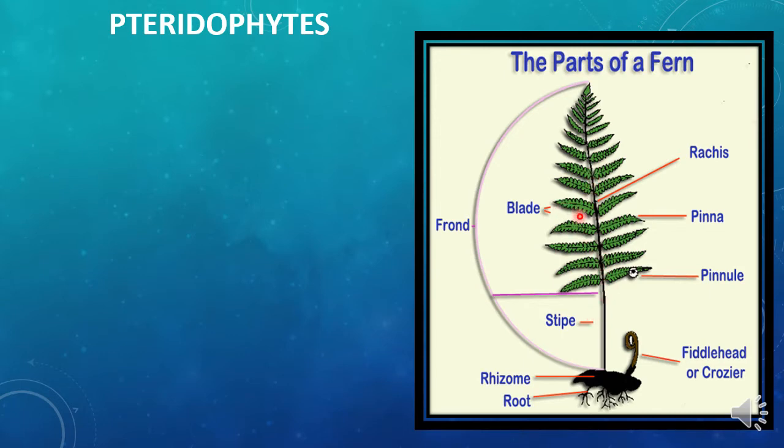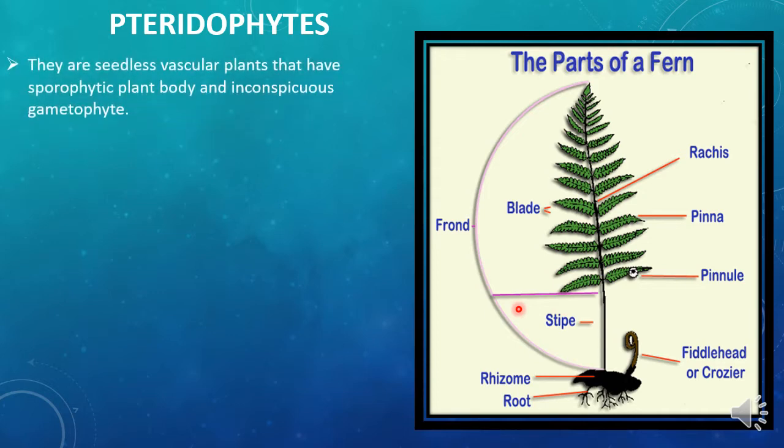Leaf blade is a leaf structure, and rachis is the main axis in which the leaves are arranged, and pinna is the pinnately arranged leaf. So pinnately arranged leaf structure is called as pinna, and the inner division of pinna is called as pinnule, and the whole leaf like structure is called as frond or bracken. The whole structure is called as frond.